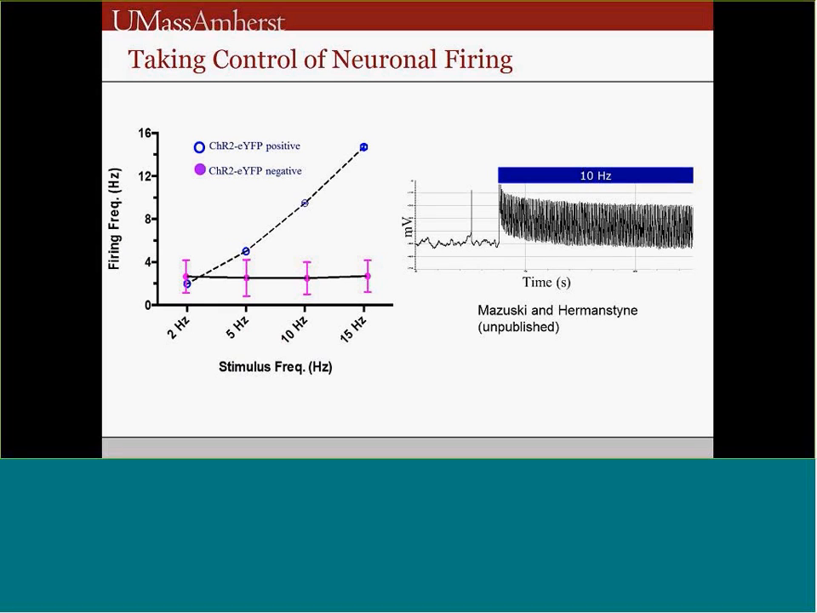This allows him to control the firing of individual neurons, so he can actually make neurons fire at different frequencies. This just shows the stimulus and the actual firing frequency. This is a control, and this is a genetically engineered cell. So we can take neurons and make them fire at whatever rate, and not just any neuron, we can target specific neurons. For example, not all neurons produce VIP, so we can target just the neurons that do secrete VIP, regulate their firing, and see what the effect will be. So that's very exciting.